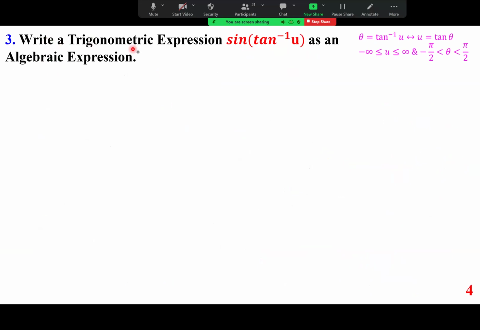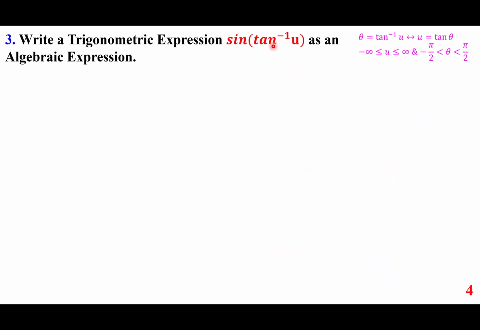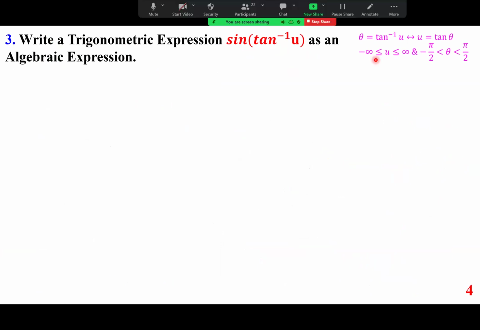Write the trigonometric expression sine of tan inverse of u as an algebraic expression. Tan inverse is between -π/2 and π/2, which means we go from the fourth quadrant to the first quadrant. So tan inverse of u is something, for example, theta. By definition, tan theta becomes u, and we are interested in sine of theta.